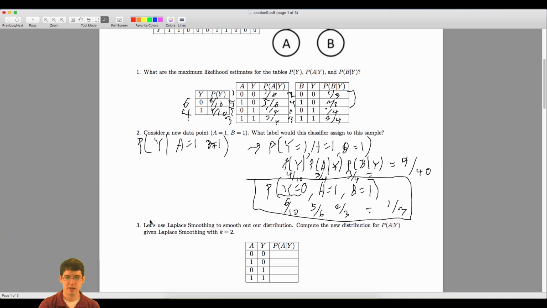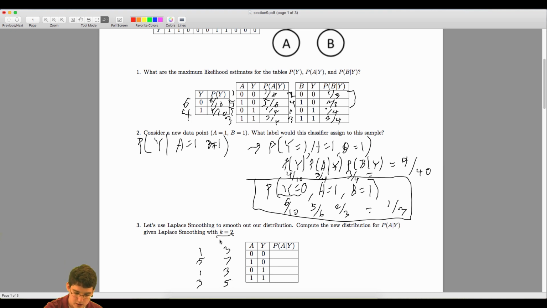So above we had some counts, and I'm just going to copy those down. So this is for the probability distribution of A given Y. So for here 0, 0, we had 1, 1, 0, we had 5, and we had 1 and 3 for the other two counts. So how are we going to do Laplace smoothing? Well, we'll just add 2. In this case, k is 2, to each of the counts. So we end up with 3, 7, 3, and 5.